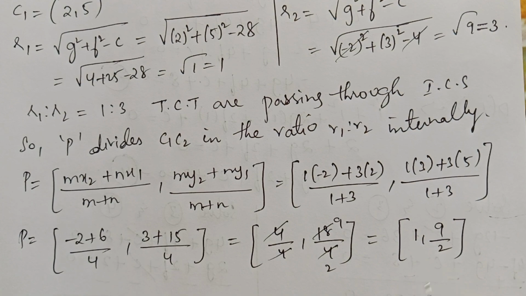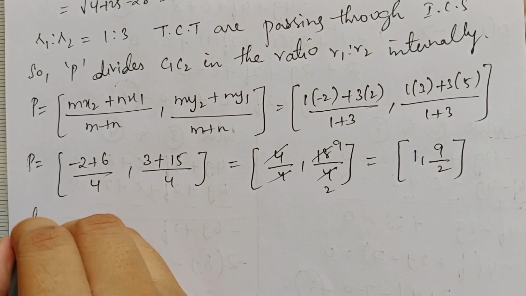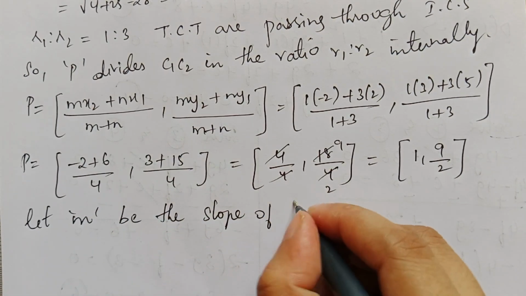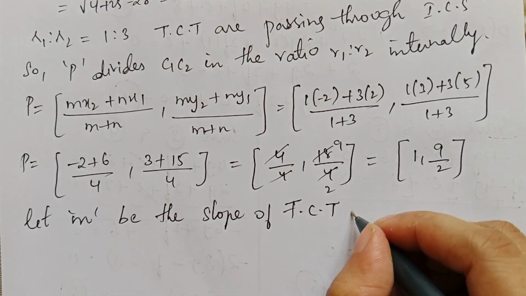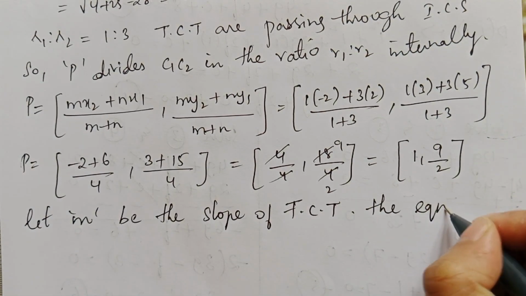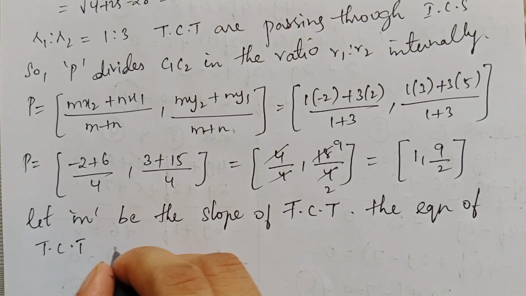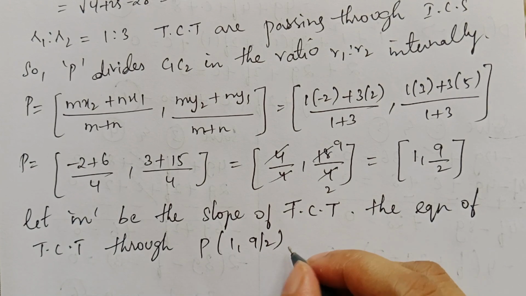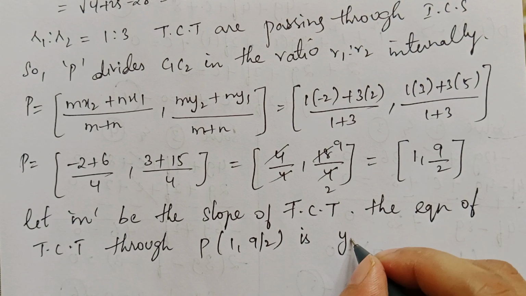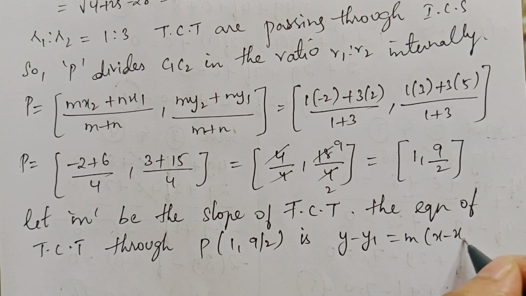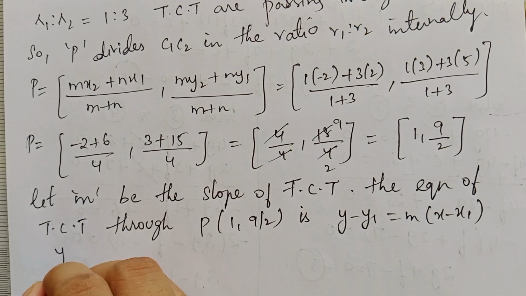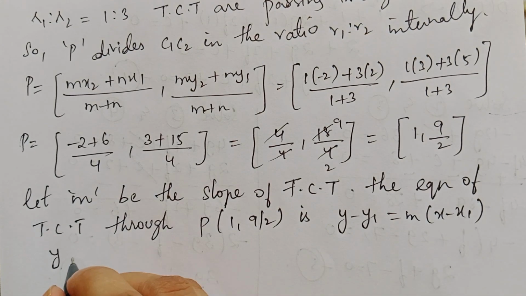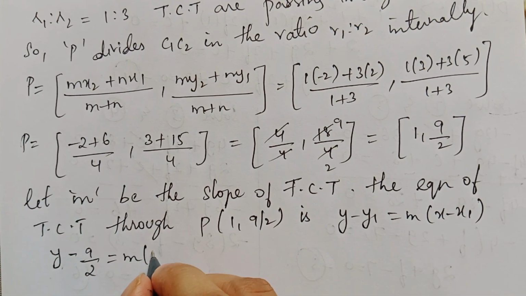So this point of contact will be considered now. We'll consider the slope. Let m be the slope of the transverse common tangent. The equation of the transverse common tangent through the point of contact 1 comma 9 by 2 is given by the formula y minus y1 is equal to m into x minus x1. So this is y1 and x1, right? So it is y minus 9 by 2 is equal to m into x minus 1.